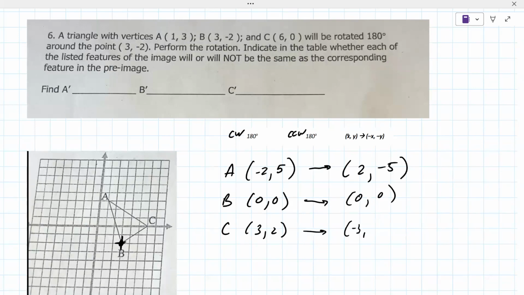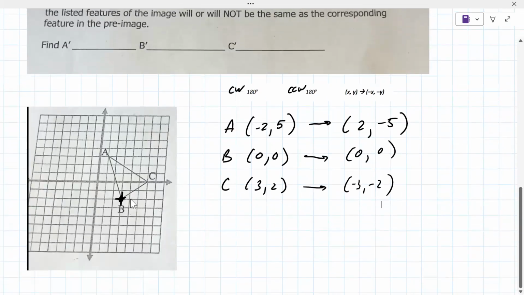This becomes -3, -2. Now the thing is, it's relative to B now. So 2, -5 is from B. So it's 2 to the right and then down 5, 1, 2, right there. There's A prime. And then C prime is left 3 and then down 2. So there's C prime.